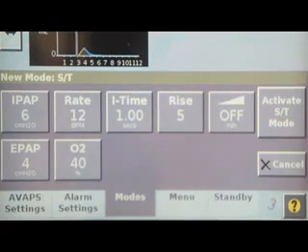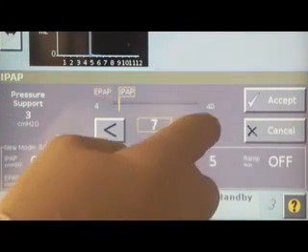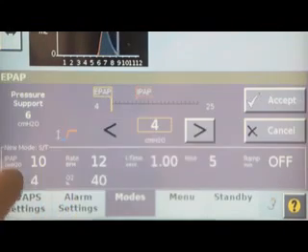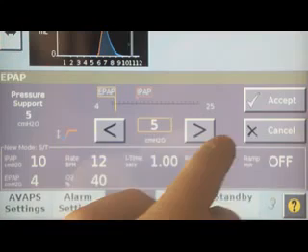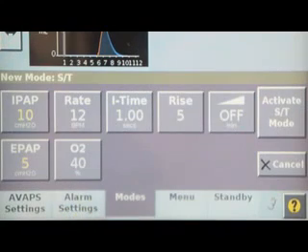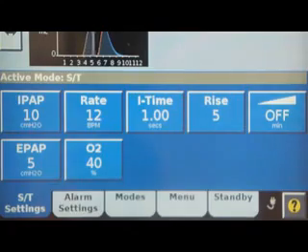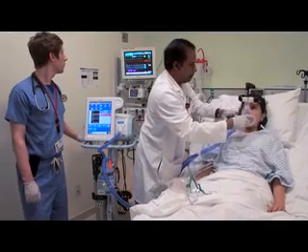Next, enter the initial settings. Start with low pressures and adjust upward as needed. If BPAP is being used, set the initial inspiratory and expiratory pressures to 10 and 5 centimeters of water, respectively. Accept the settings to activate the mode. Next, apply the mask to the patient.